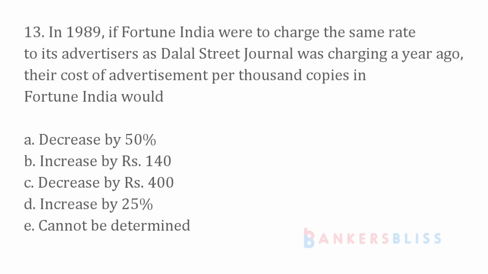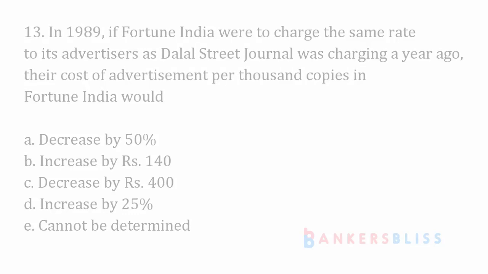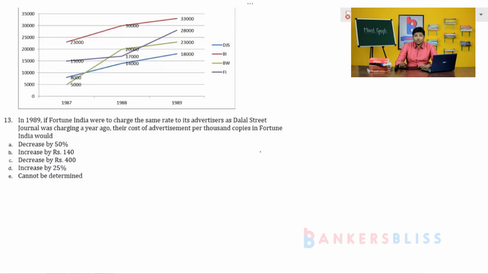Okay, fine. Let's go to the next problem, problem number 13. In 1989, if Fortune India were to charge the same rate to its advertisers as Dalal Street Journal was charging a year ago, their cost of advertisement per 1000 copies in Fortune India would: decrease by 50%, increase by rupees 140, decrease by rupees 400, increase by 25%, or cannot be determined. Cannot be determined is not the answer.